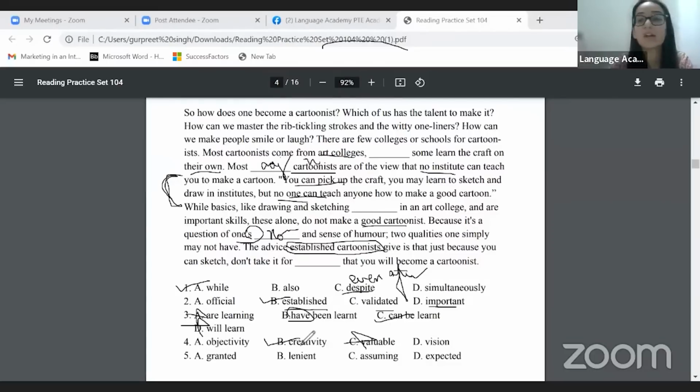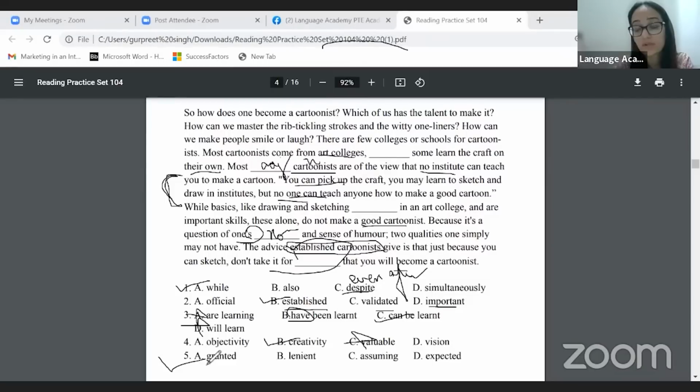No art can be done without creativity. Two qualities one simply may not have. The advice established cartoonists give is that just because you can sketch, don't take it for dash that you will become a cartoonist. So for granted is a very common collocation that we use.